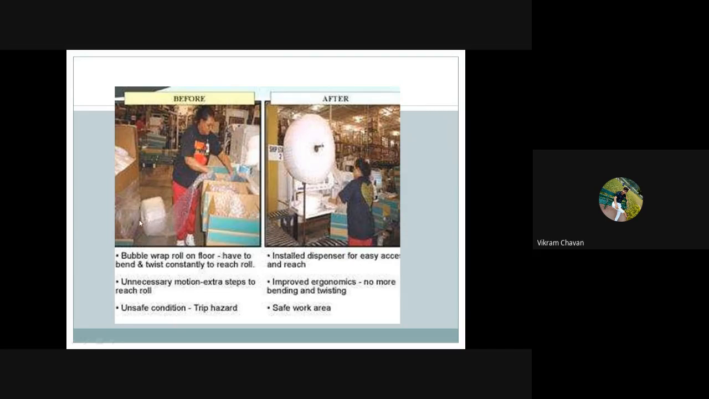And what are the problems due to that? The bubble wrapper roll is on the floor, so she has to bend and twist constantly to reach the roll.